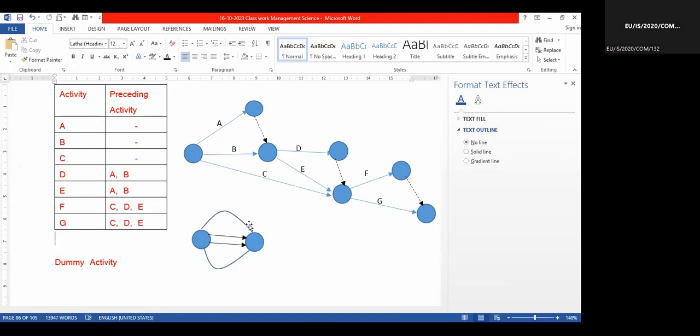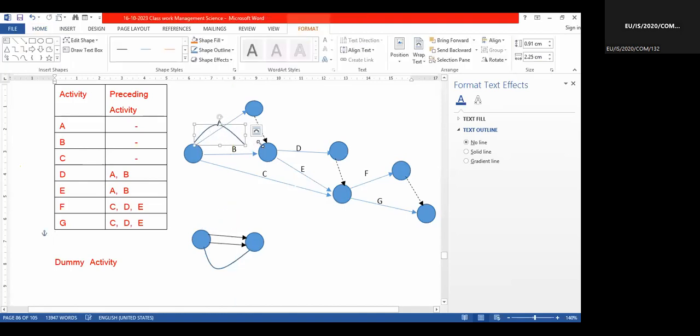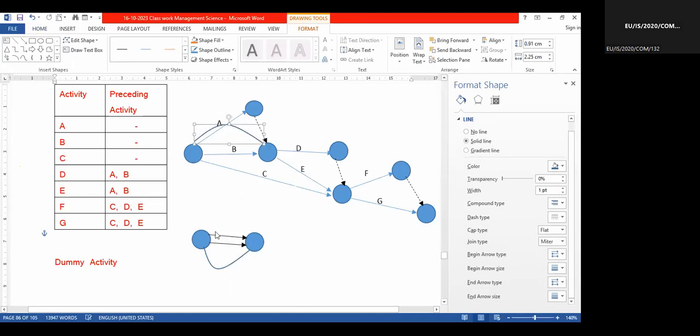Otherwise I would have to bend A like this, and that cannot happen. So instead of that, I simply put a dummy and connect it. So I cannot bend it. Here also you see I cannot bend it. Activity D, I cannot bend it like here.